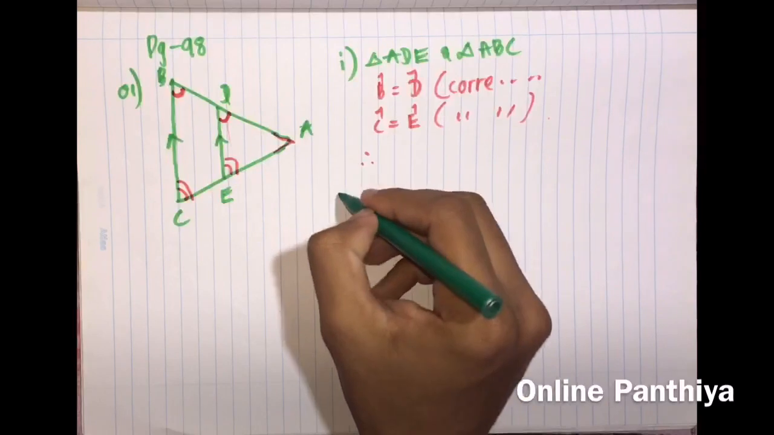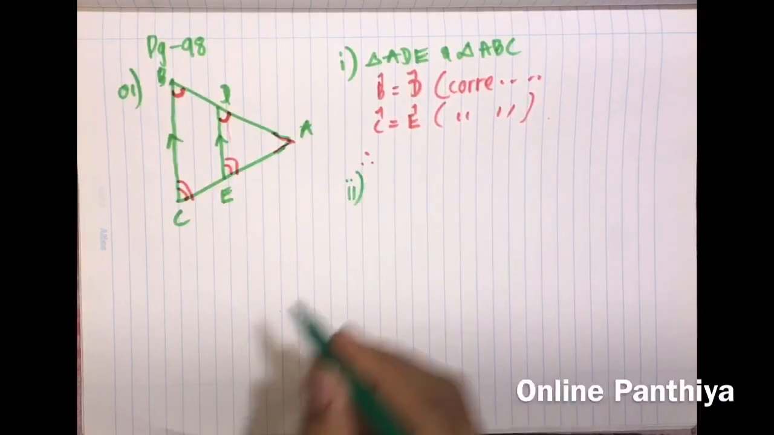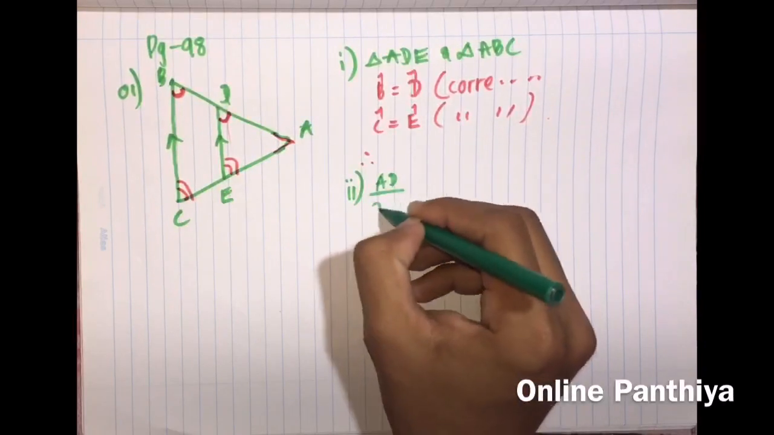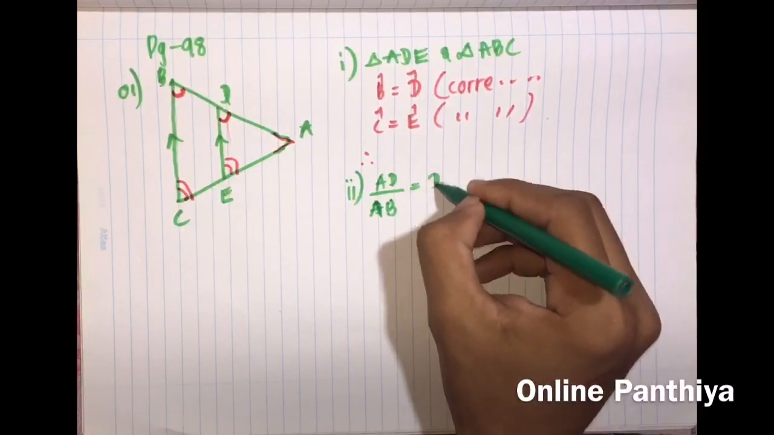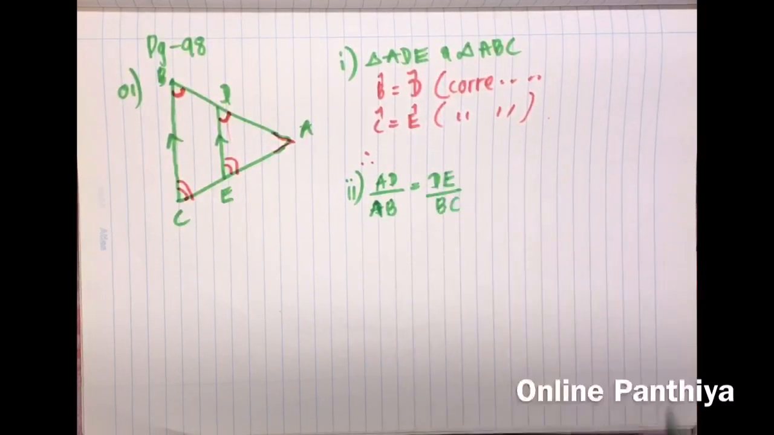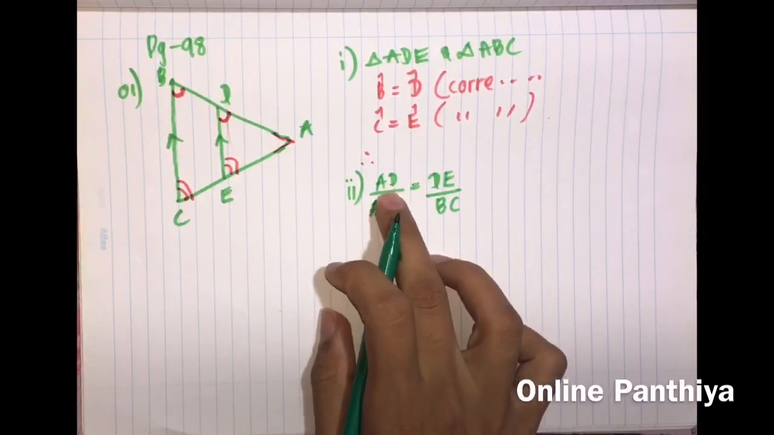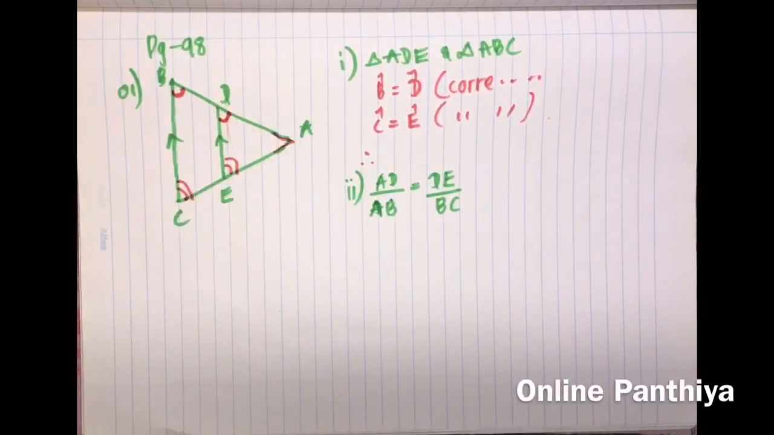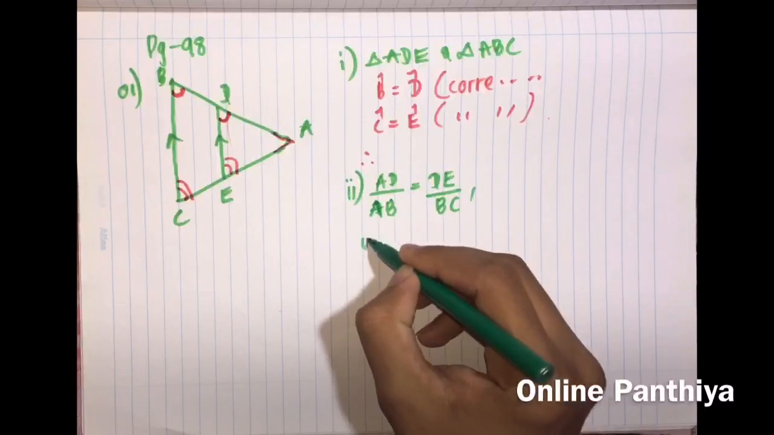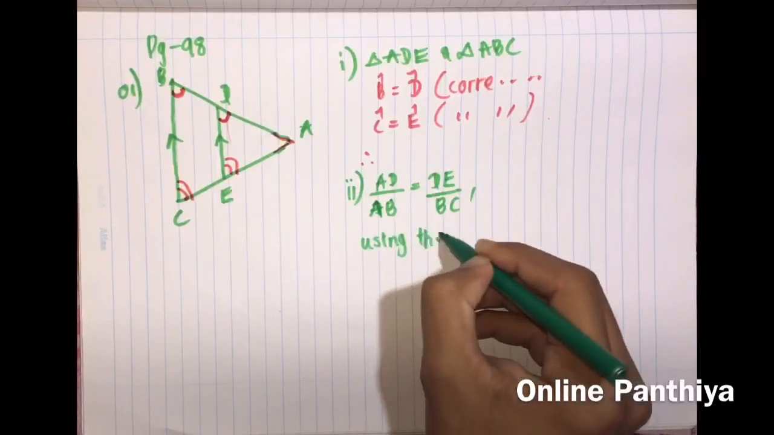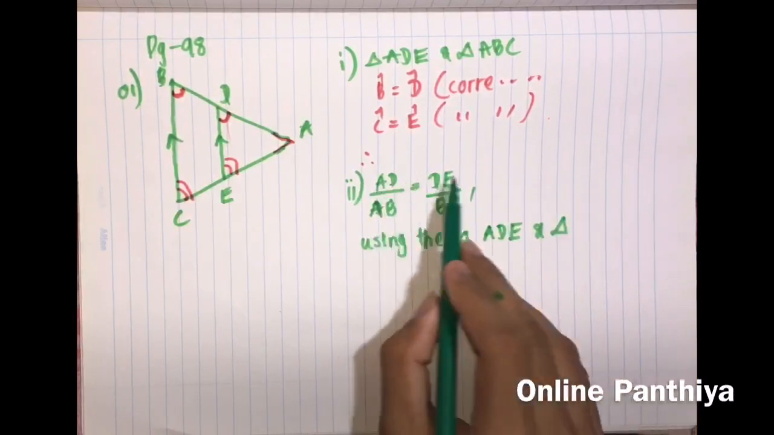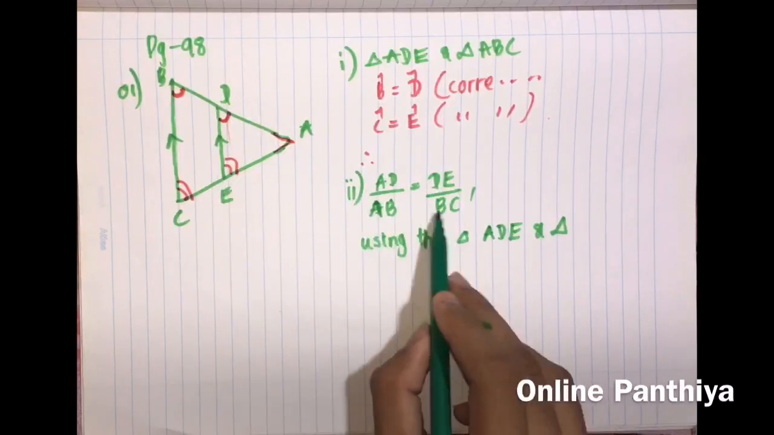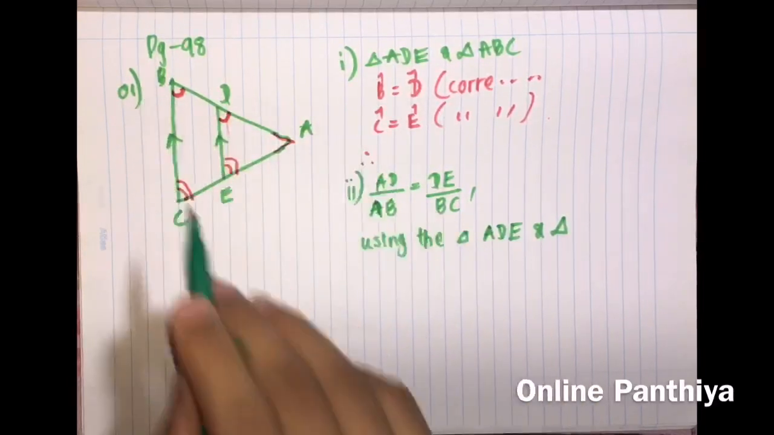Okay, now let us check the second part of this question. There you have to prove AD over AB is equal to DE over BC. Now consider this part. Where is AD? AD is this part. Now you can use our theorem. You can write a sentence using the two triangles, the triangle ADE and, just look at the sides, you have DE and BC. Where is BC? You have to now consider the larger triangle.